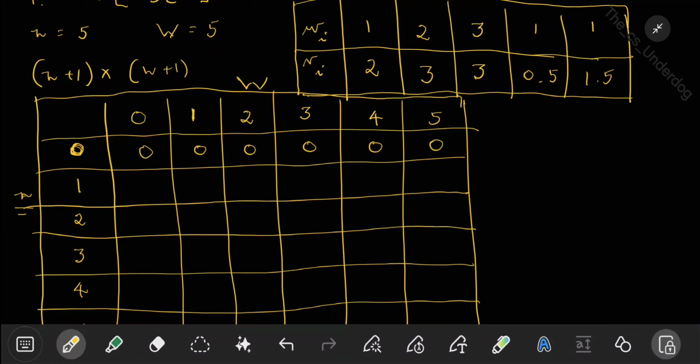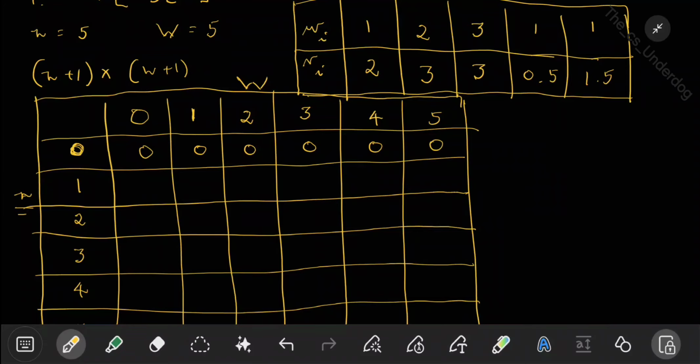What about the first column? Here, the weight is 0. That is, the total capacity of the knapsack is 0. If the knapsack cannot hold anything, then whatever the number of items you have, you cannot insert anything. So your total profit will be 0.